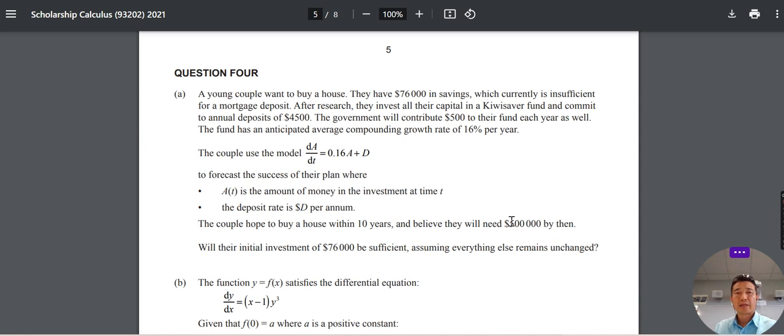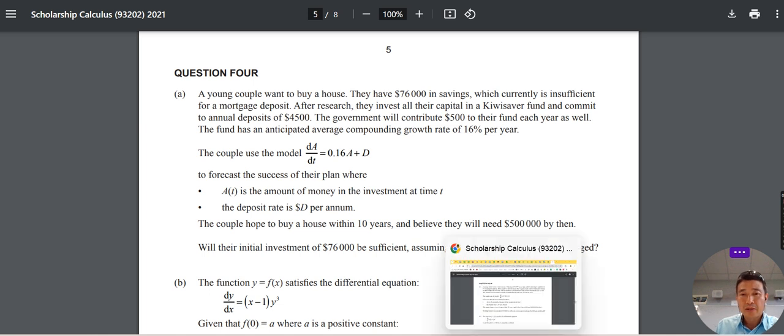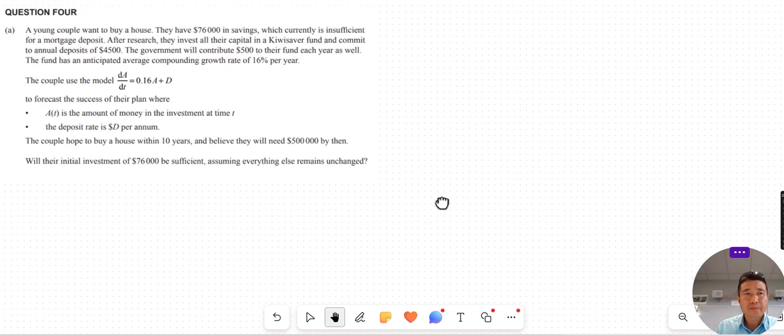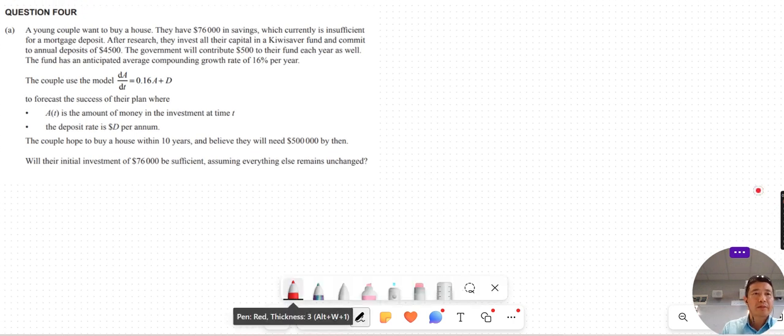So this is a differential equation question, an integration question. Now I'm going to copy this here and let's try to solve it. Right. So first of all, I see we have to rearrange this equation.